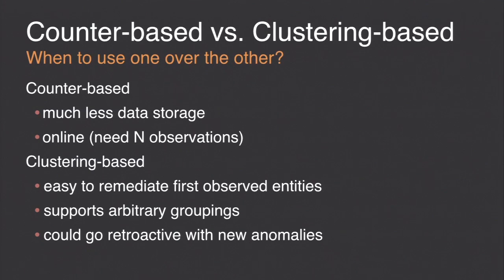However, the clustering-based service gives us much more data, but since it's offline, we might have some delay. But it has the advantage that we can easily remediate the first n observations. Imagine in a counter-based system that after the n observations we find an anomaly, there's no way for us to go back and clean up the first n users because we didn't store any information about those users. However, in the clustering-based system, it's really easy to go back and clean up all those users as well.